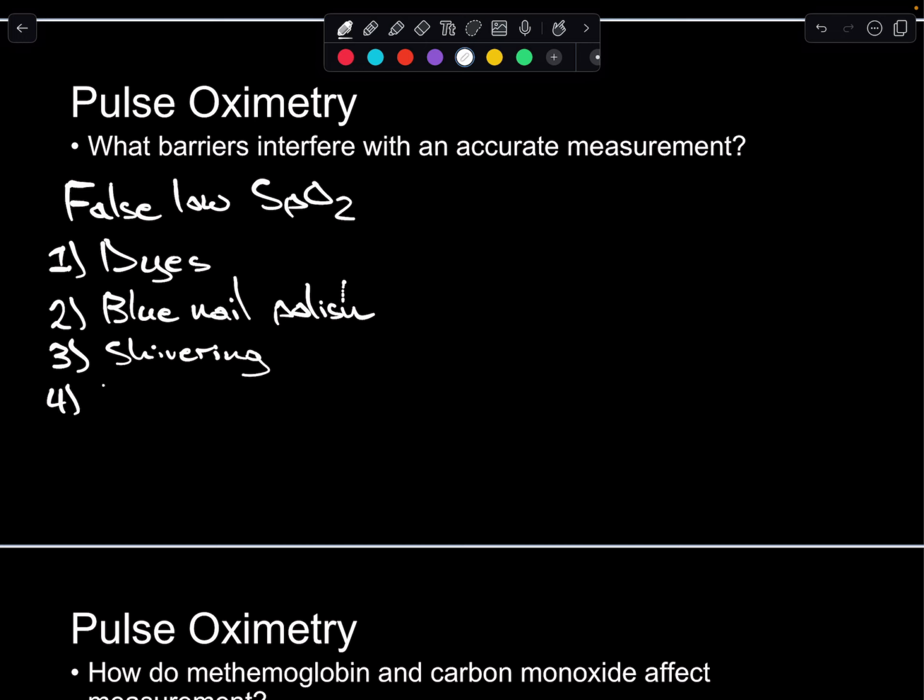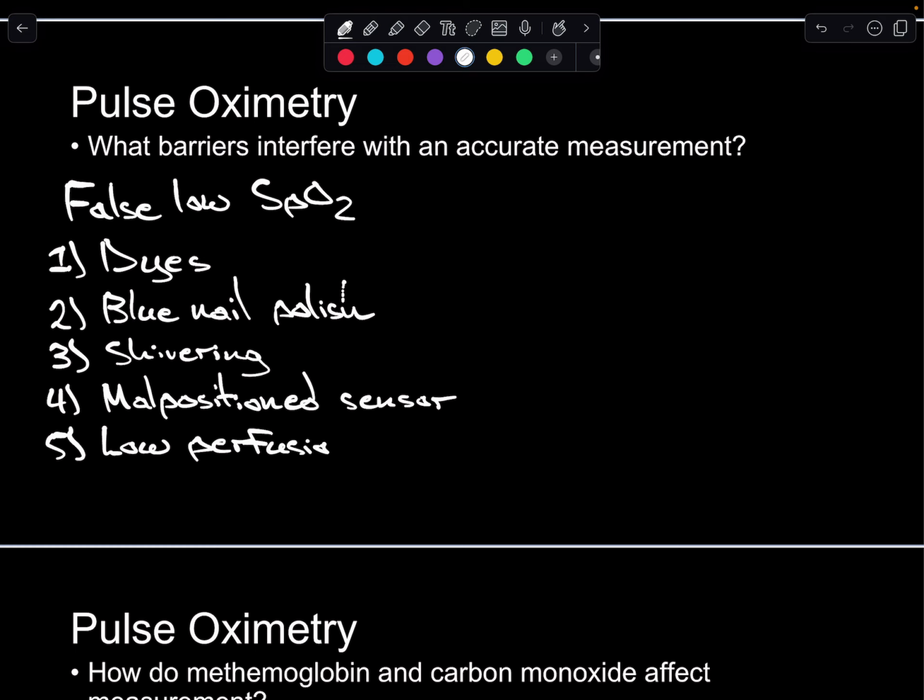Probably the most common one that you'll see is a malpositioned sensor. So if the pulse oximeter is falling off of the hand, probably the first thing you want to check if you have a low SpO2 reading, especially if you see an abnormal waveform. And then low perfusion. So perhaps someone is in heart failure, they have a low cardiac output state. They might have proper hemoglobin saturation, but you'll get a low reading on that just because of the low perfusion.